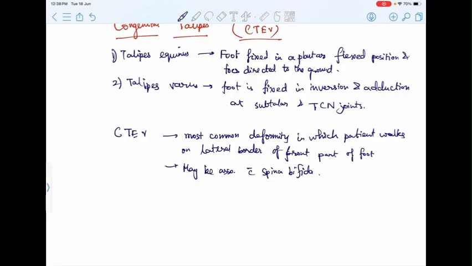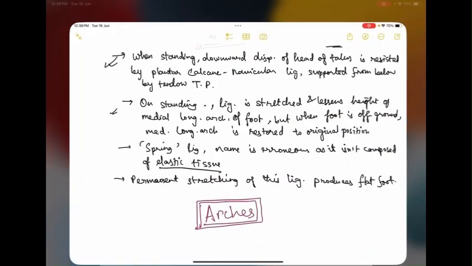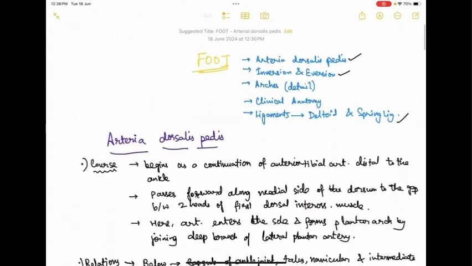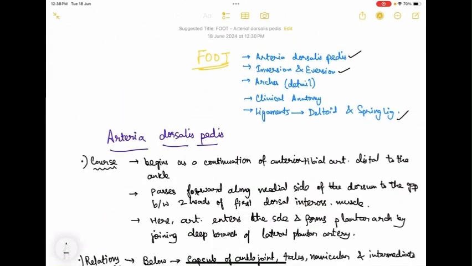With all this, we come to the end of our discussions on foot. What are the discussions that we had done? So let's just go and have a look. You can see here that we have completed arches in detail and we have completed the clinical anatomy of the arches also, that is flat foot and CTEV.